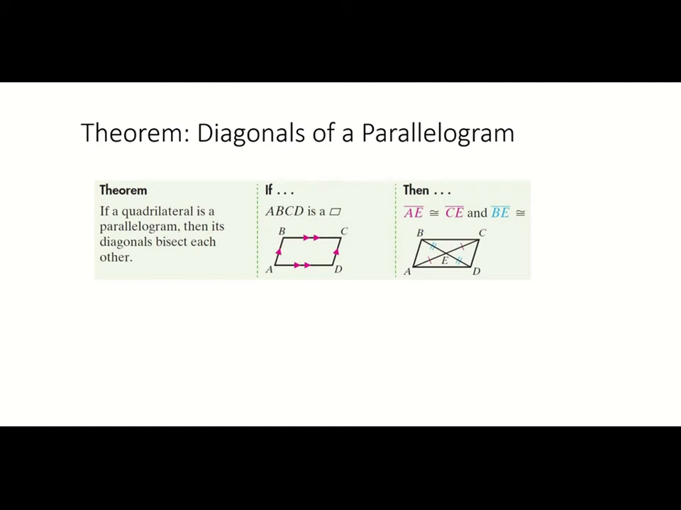All right, the last thing we're going to talk about with our parallelograms is going to be the diagonals of a parallelogram. And the diagonals of a parallelogram are going to bisect each other. So that means that the diagonals where they meet at a point is going to be the midpoint of both segments. It's going to cut both segments into two equal parts.